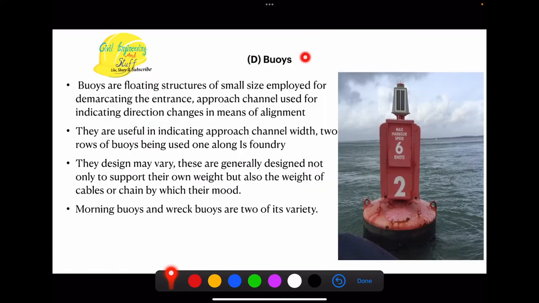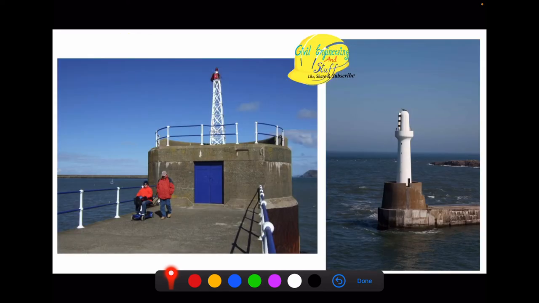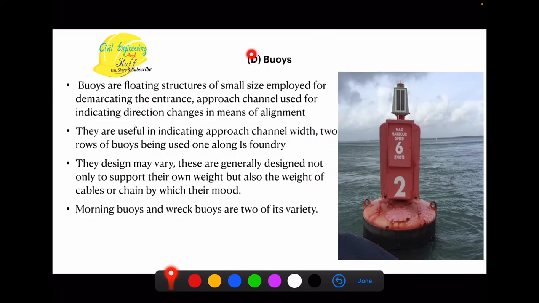Then we have buoys. Now buoys are floating structures. This means buoys are floating signals. And again, the size of buoys and beacons are somewhat similar, but beacons are installed along or in the land area, while buoys are installed over the sea. And the purpose of buoys is that they act as a demarcation of the entrance and approach of the channel.